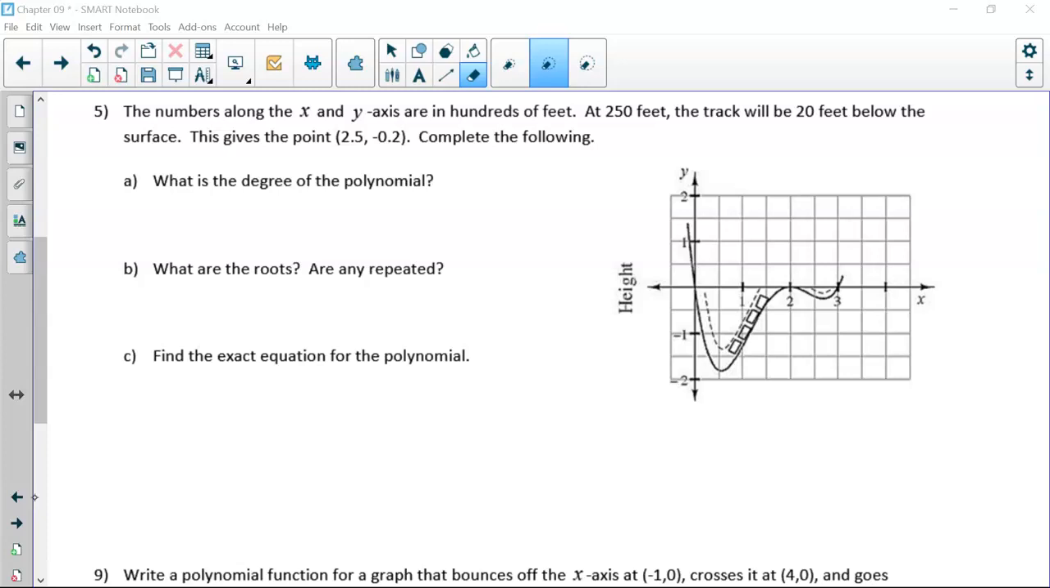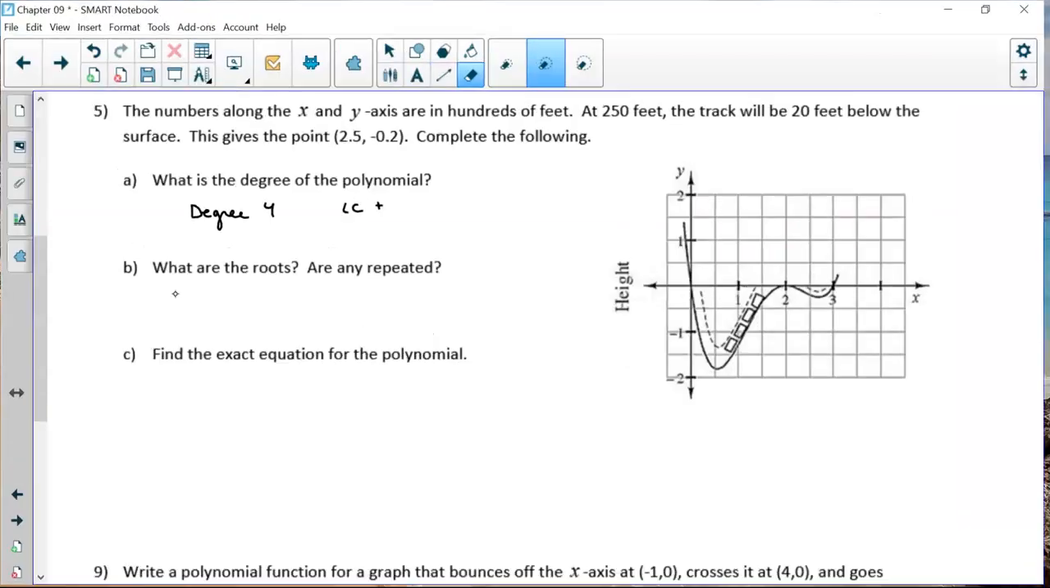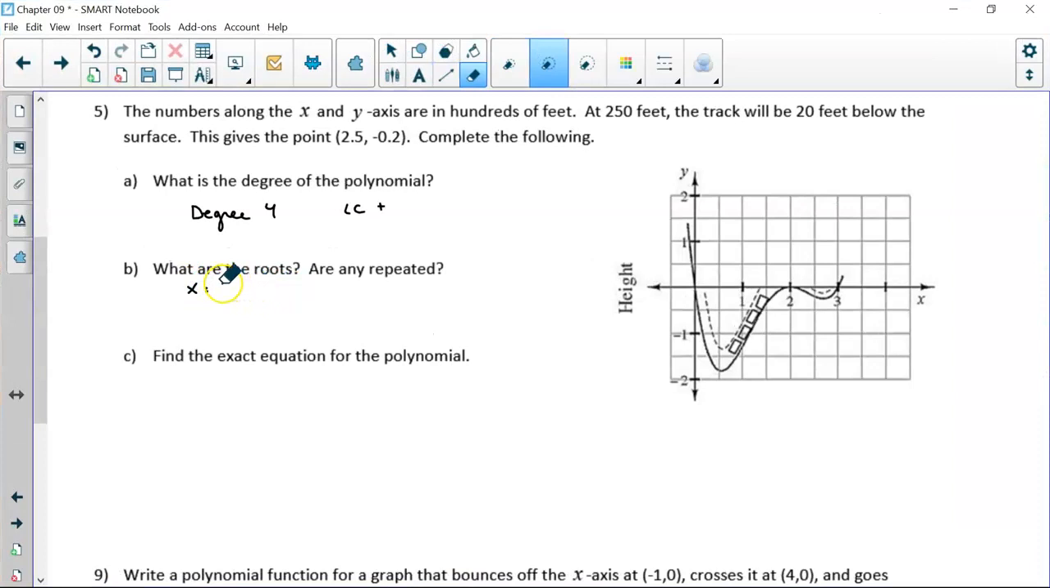So the degree of the polynomial, based on there being 3 turning points, is going to be 4. And we also know that the leading coefficient, because of the shape, is going to be positive. What are the roots? Once again, the roots are the zeros, the x-intercepts. So x equals 0, x equals 2, and x equals 3. Now, because it bounces at the 2, that one is repeated twice, an even number of times.